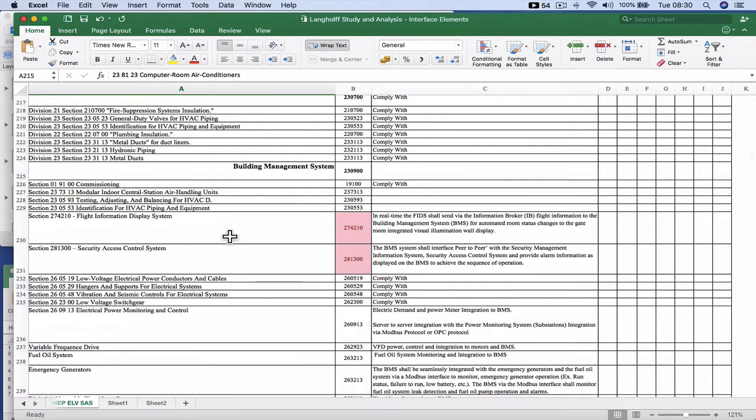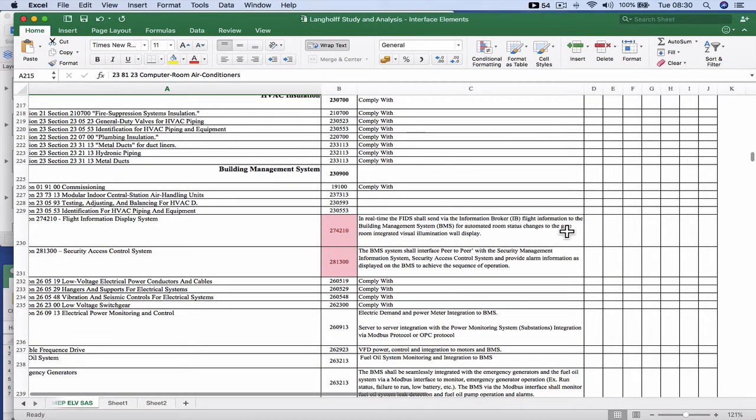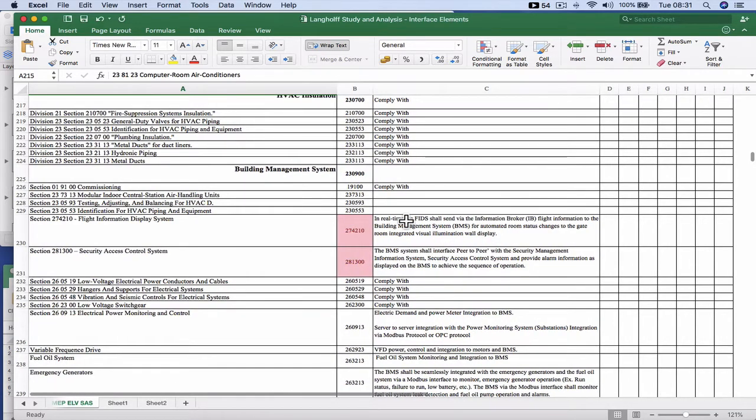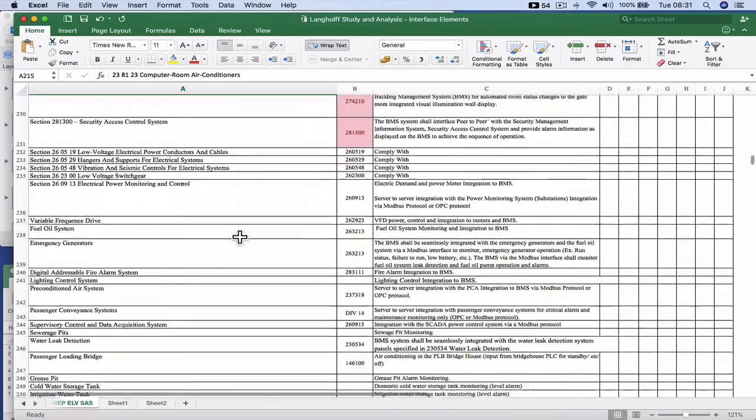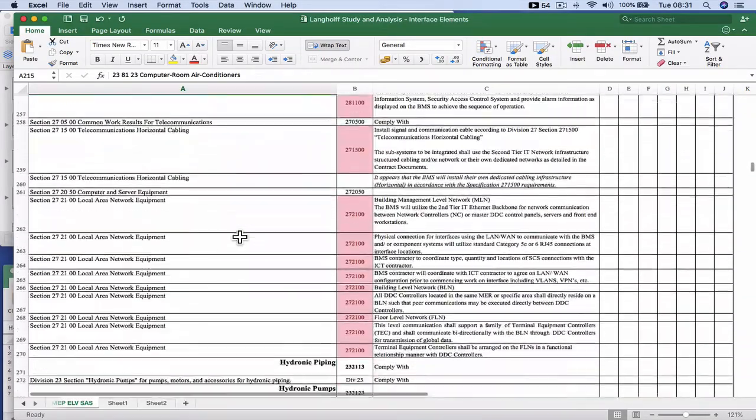Same with the BMS to the FIDS. So here you've got a requirement to interface to the FIDS. As stated, in real time the FIDS shall send information via the information broker to the BMS. Wow, that's a pretty complicated little system, because a lot of FIDS systems don't have that capability because they're two different types of IT systems. But anyway, you get the point here.